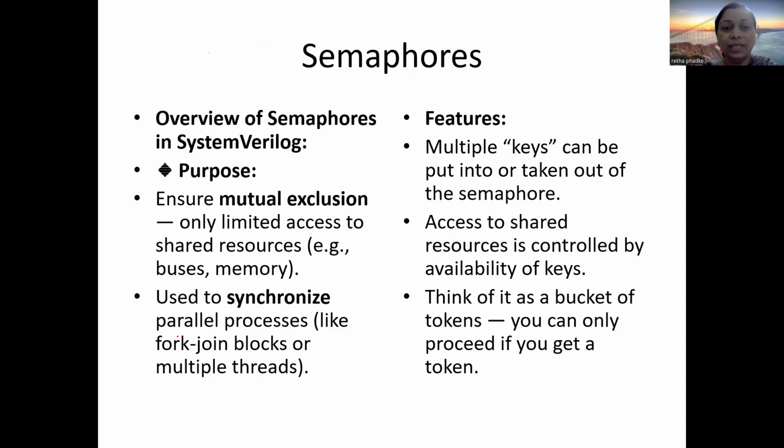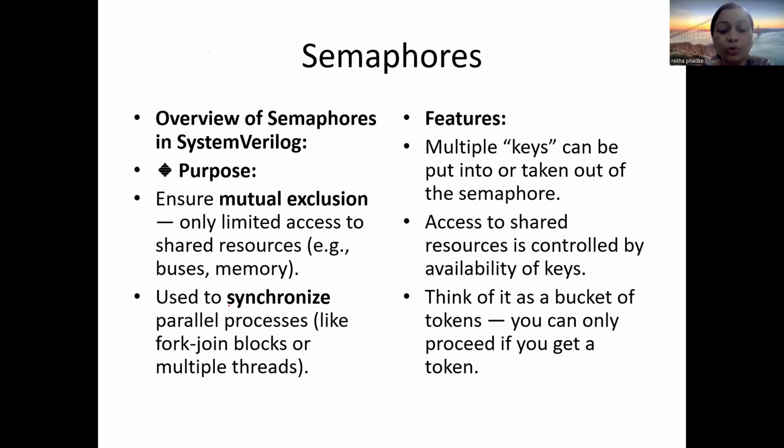the events. Next, we have semaphores. So semaphores ensure mutual exclusion. The purpose of a semaphore is to ensure mutual exclusion, with only limited access to shared resources. Whenever we have limited access to shared resources, we take the help of a semaphore. For example, I have a bus or a memory which is used by multiple processes. I have only one single resource of memory or one single bus, and multiple processes need to access them. Then we need to take the help of a semaphore so that there will be no conflict when that resource is being accessed. Okay.